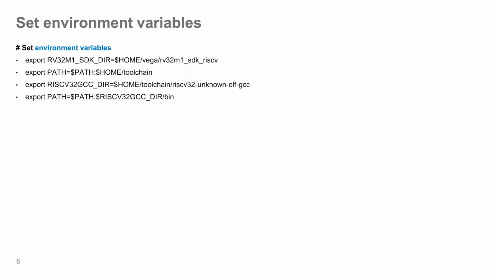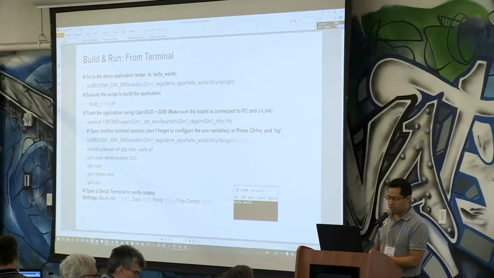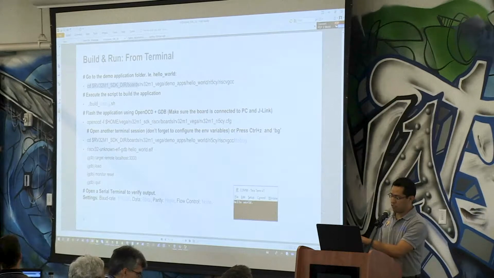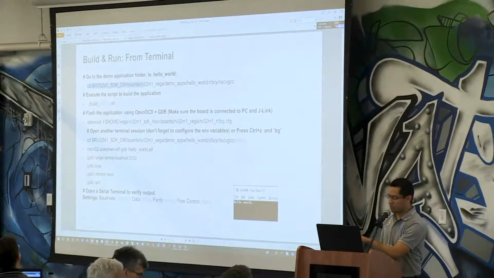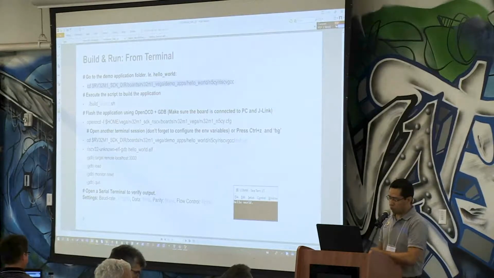Okay, as you already said, the environment variables, we move forward and we're going to compile and run the applications from the SDK. So we should move to this folder, CD, the location of the SDK. As I told you before, the boards. On the boards folder, there are the application examples. So we have the boards, our board, which is the Vega board, demo applications, hello world.